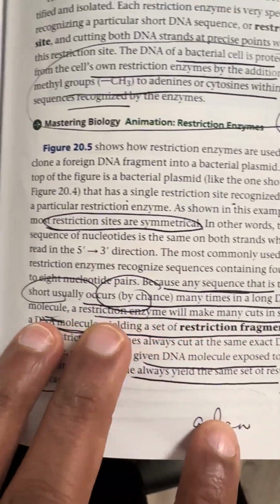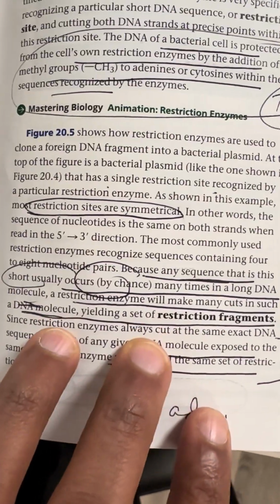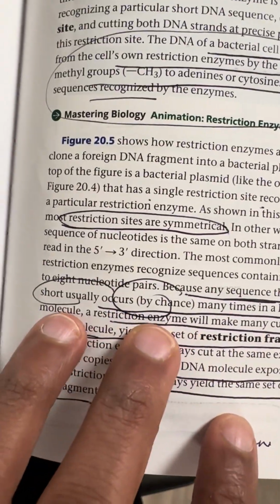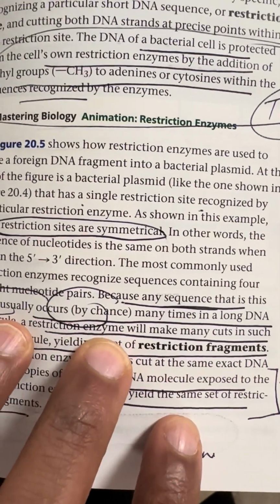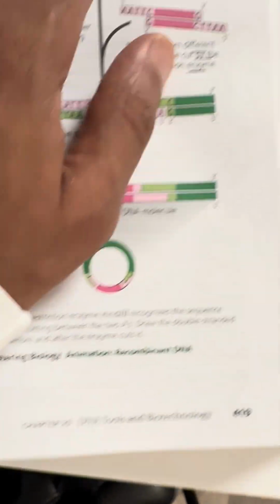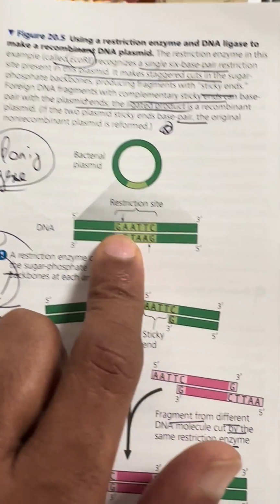Because any sequence this short occurs by chance many times in a long DNA molecule, you'll find this sequence is probably commonly found as a repeating thing, and so the restriction enzyme cuts it up in different places.